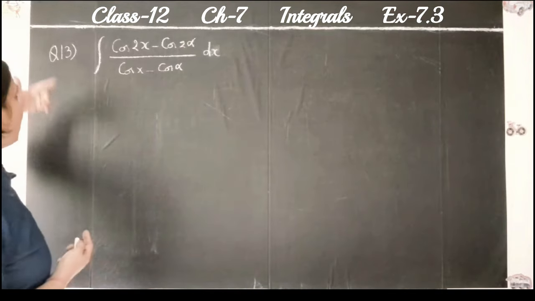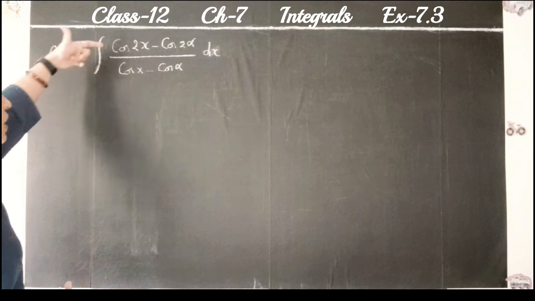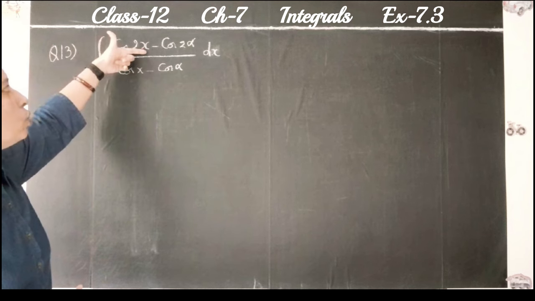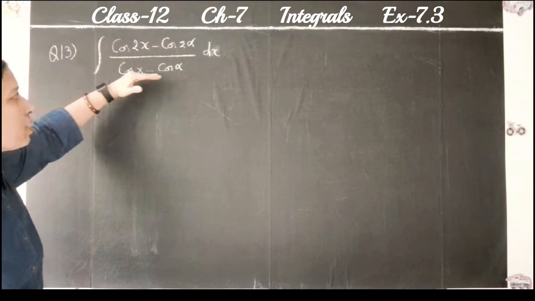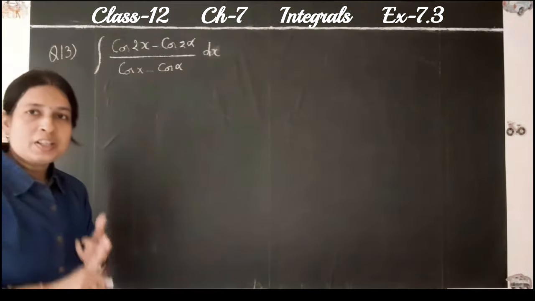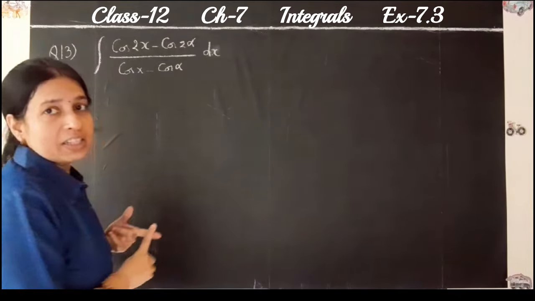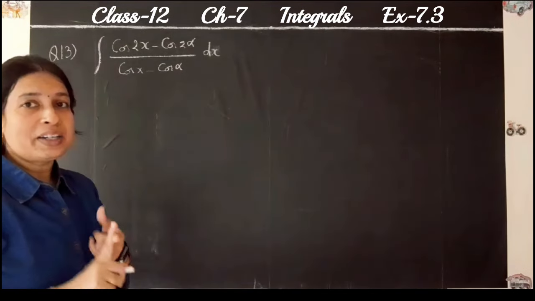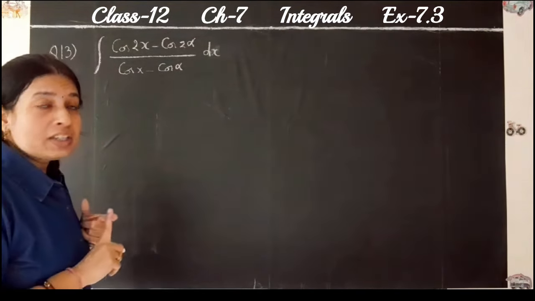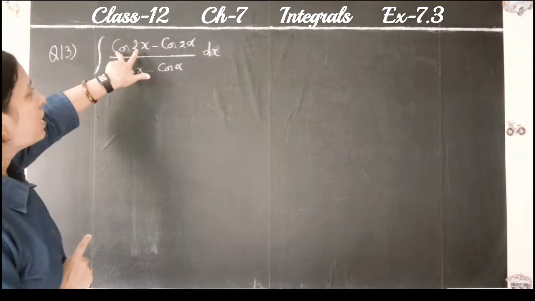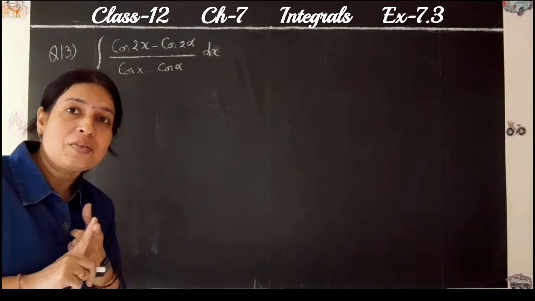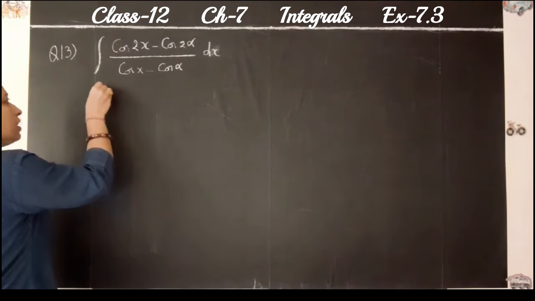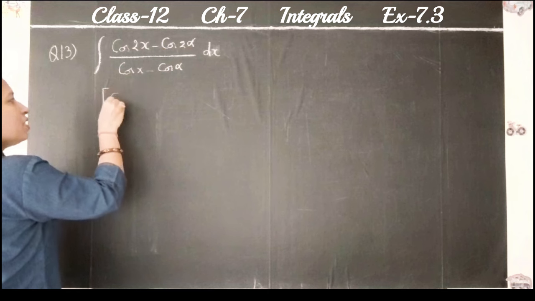So let us see our next question, question number 13. It is the integral of cos 2x minus cos 2 alpha divided by cos x minus cos alpha. So first of all, we have to simplify this integral by trigonometric identities. Here you can see that this one is of the cos c minus cos d form. What is the formula for that? Yes, write the first formula.